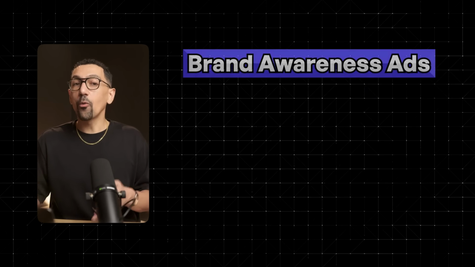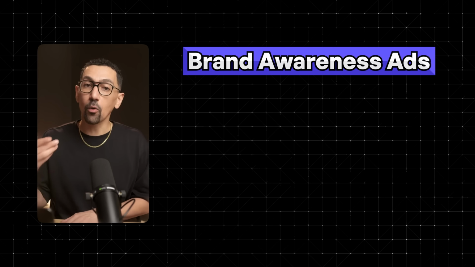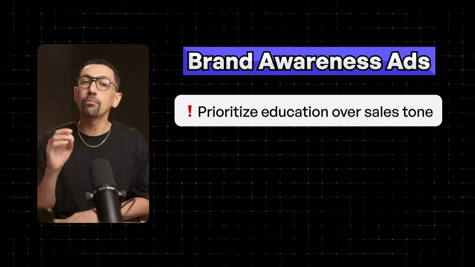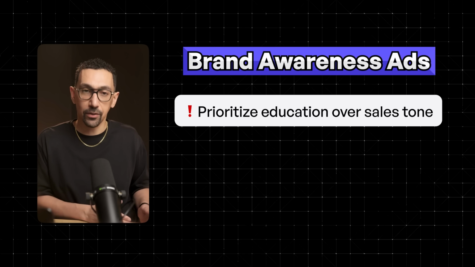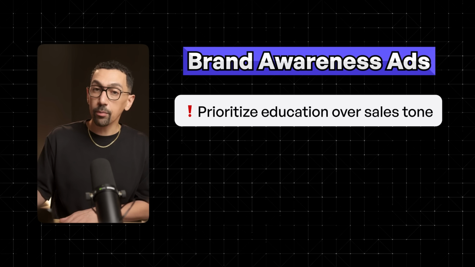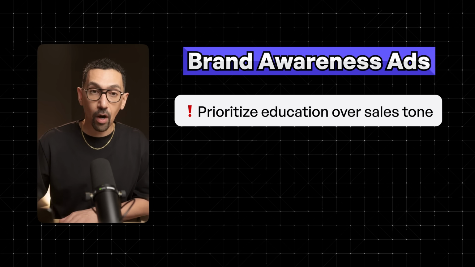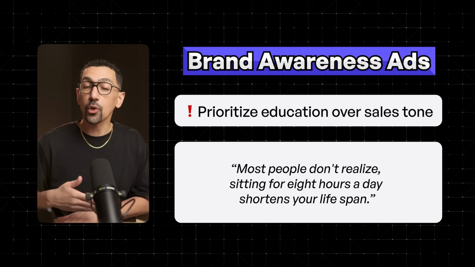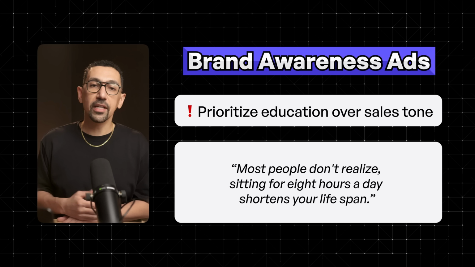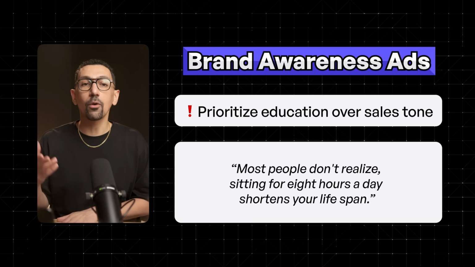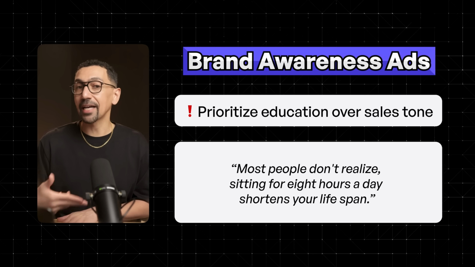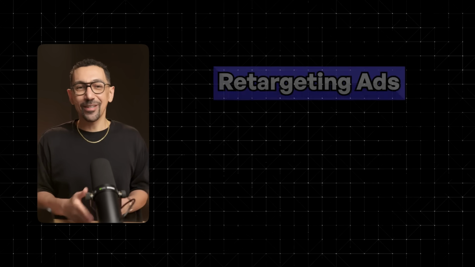For brand awareness ads, if you're trying to build awareness rather than drive immediate sales, you'd adjust the tone to be more educational and less salesy. The hook might focus on a problem without an immediate push to the product, something like "most people don't realize sitting for 8 hours a day shortens your lifespan." The middle section would explain why standing matters and what the research says, and only then introduce the product as a solution.